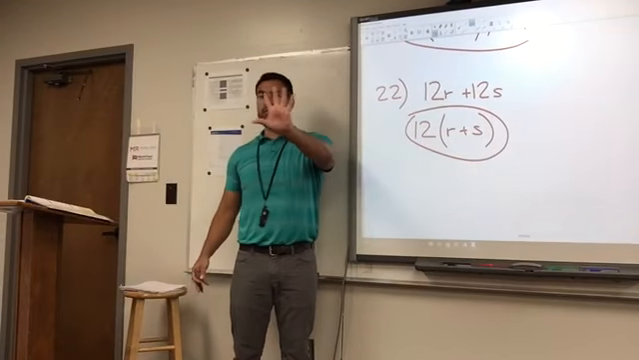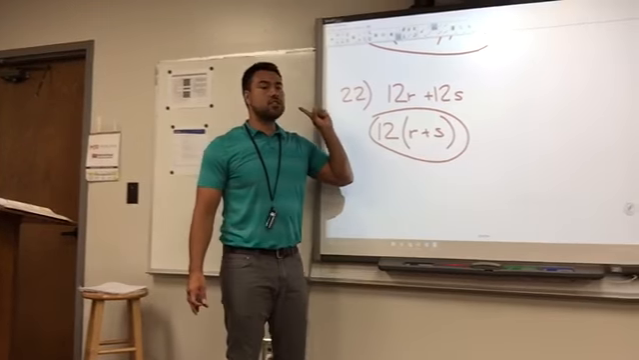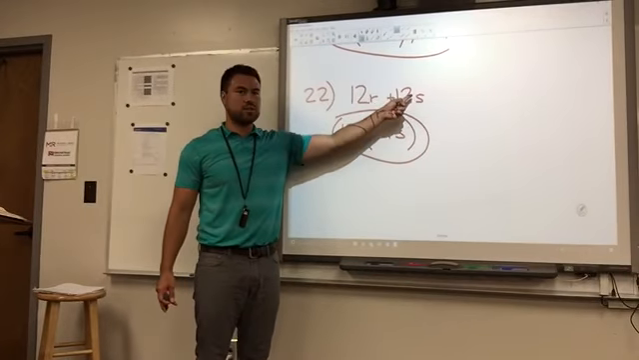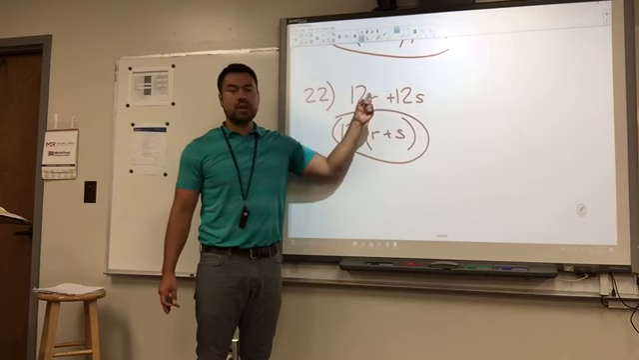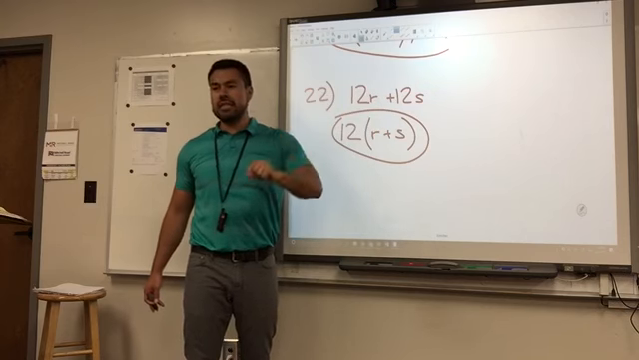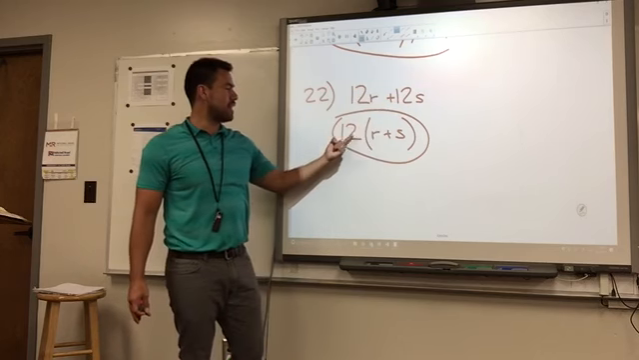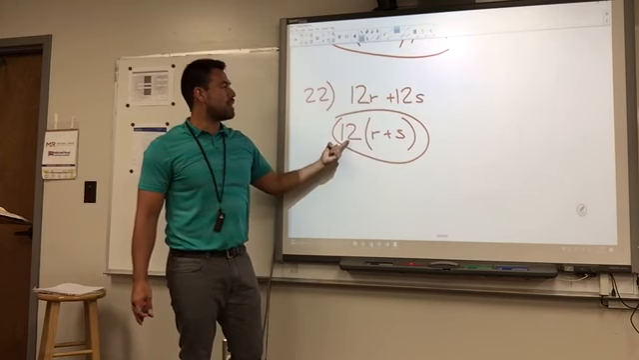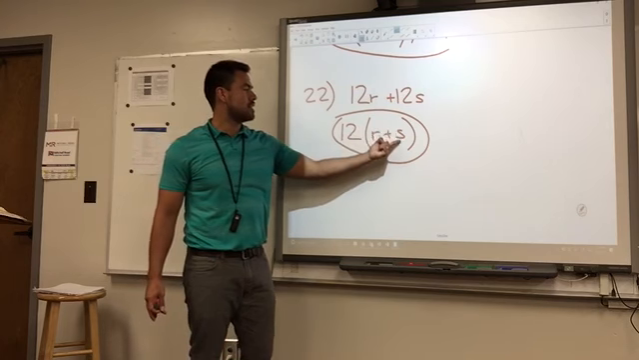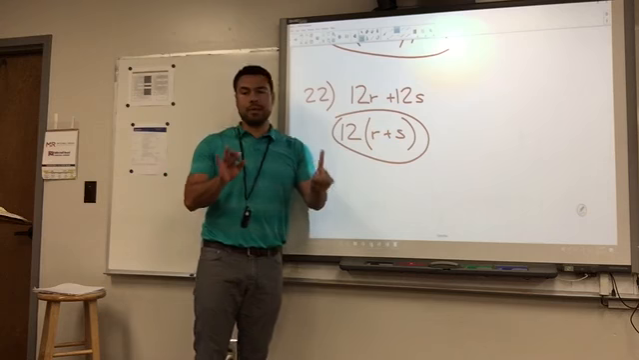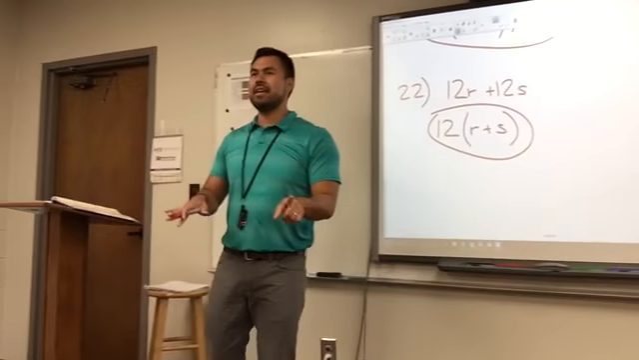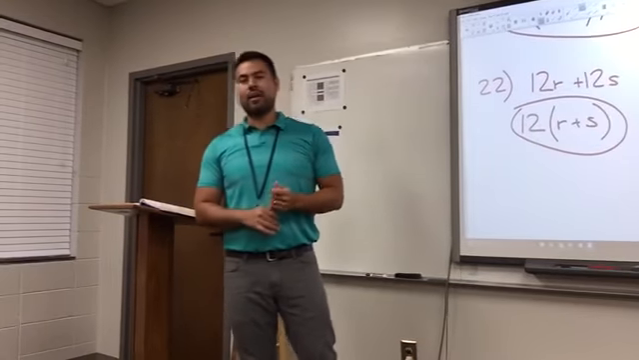Okay, good. Now listen to me carefully. What you did is you identified there are two terms. And then you realized, okay, they're not like terms, but what is the GCF of the two terms, right? And the GCF of the two terms must have been 12. But then what was left behind? And now, somebody else tell me how I know my answer is right.